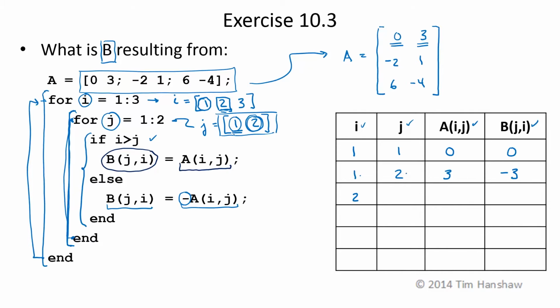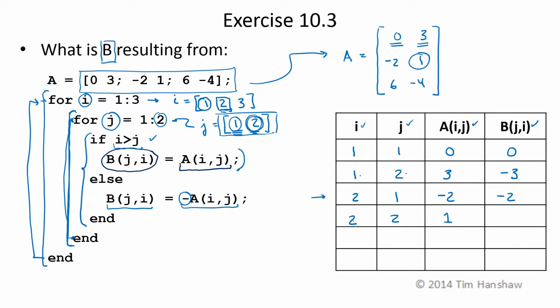We start counting over again with j equals 1. It goes back to its first element, so 2 comma 1. A of i comma j is -2. Now we check to see whether i is greater than j. In this case it is greater than j, so this is true. We do that. B of j comma i is the same as A of i comma j, so this becomes -2. Now we finish the decision. We go to the next element of j. We haven't finished the inner loop yet, so i stays at 2. j updates to 2, its next value. A of 2 comma 2 is 1.